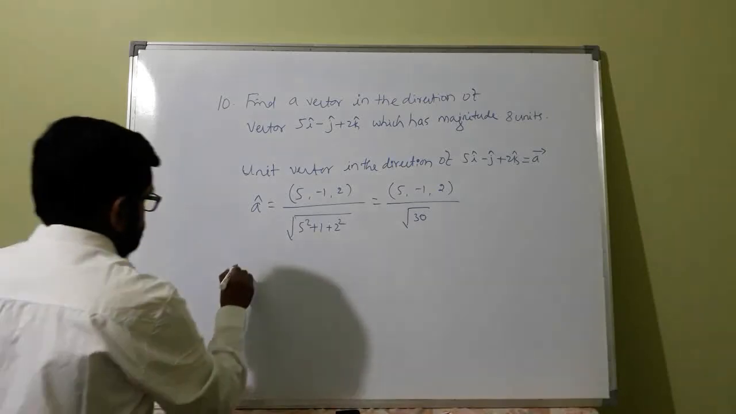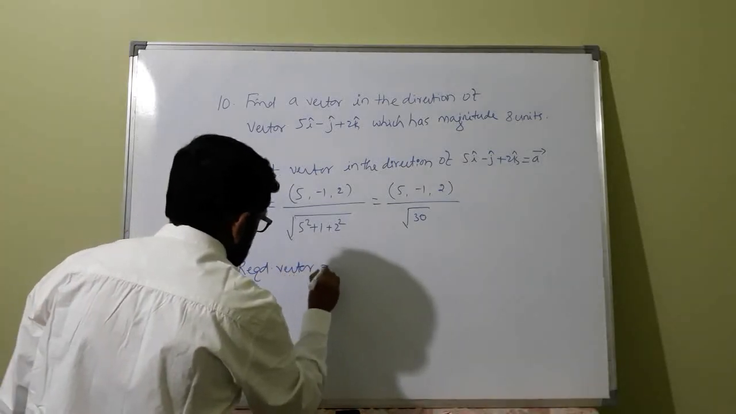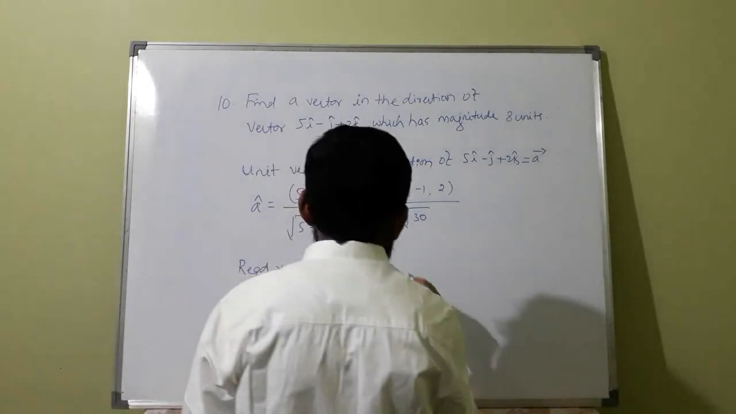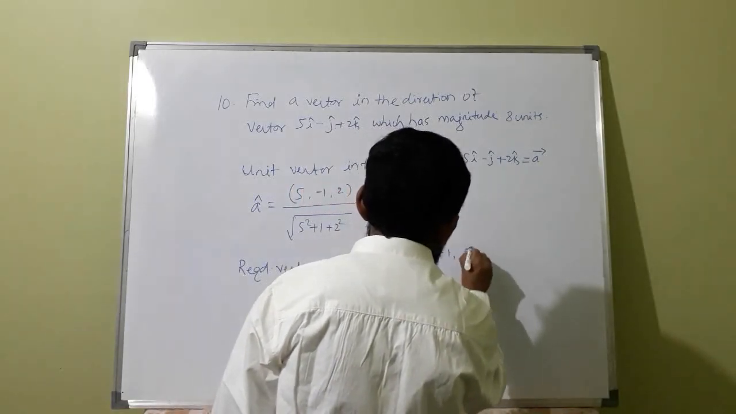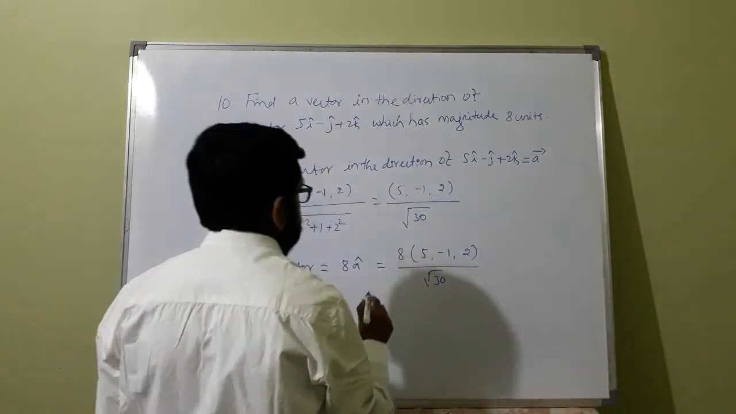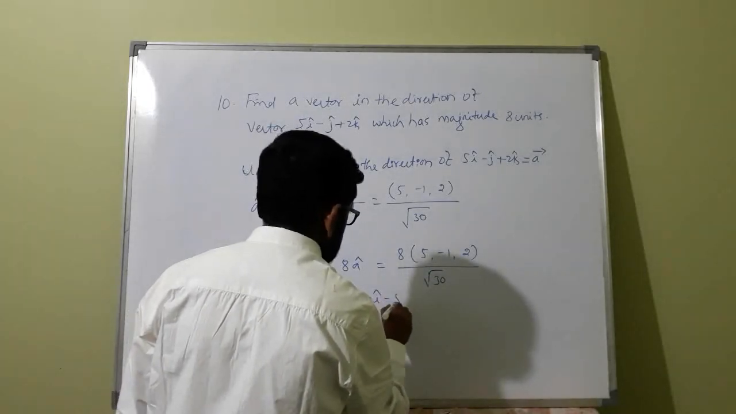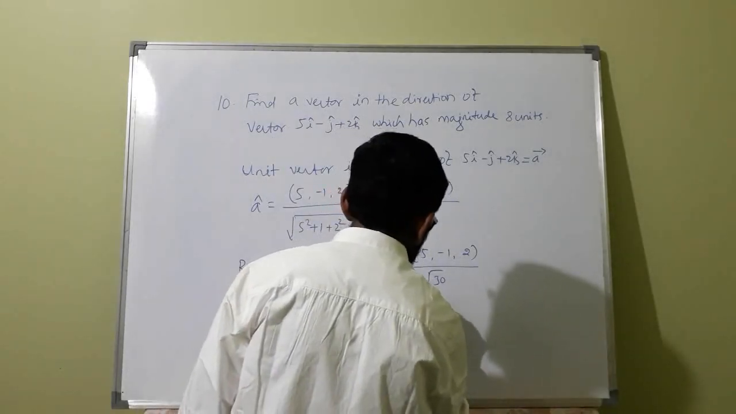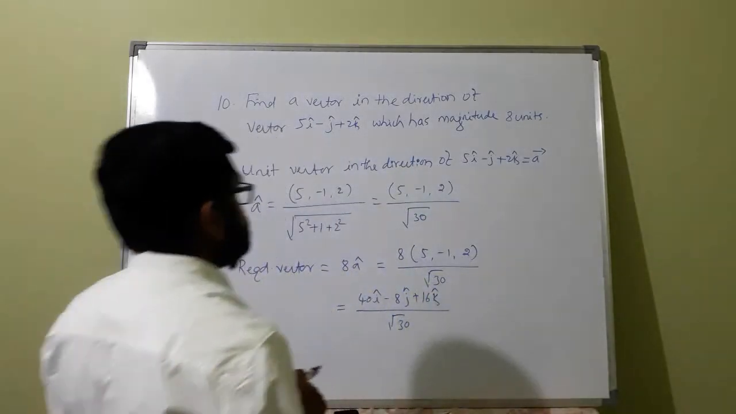So the required vector is 8 times a cap, that is 8 into this much, 8 into 5, minus 1 and 2 divided by root 30. So this is 8 into 5, 40 i cap minus 8 into 1 is 8 j cap plus 16 k divided by root 30. This is the required vector.